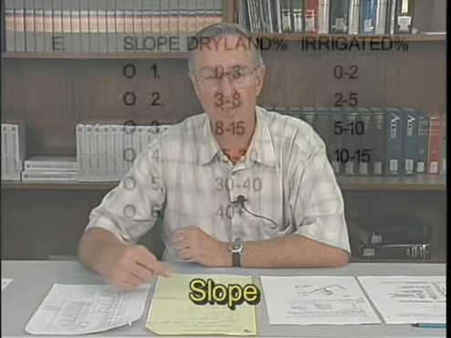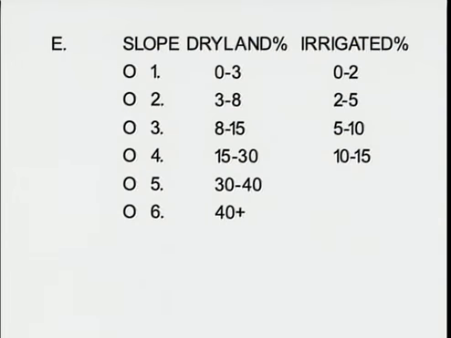The next item, number E, that we are asked to evaluate is slope. We look at the slope that we measured. We'd be doing this with an Abney level as demonstrated in the laboratory exercise. We measured the slope at 12%. We see that 12% under dryland puts this into the third category, which ranges from 8 to 15%. So we should have darkened the circle beside number 3, 8 to 15% under dryland, with this being evaluated at 12% slope.